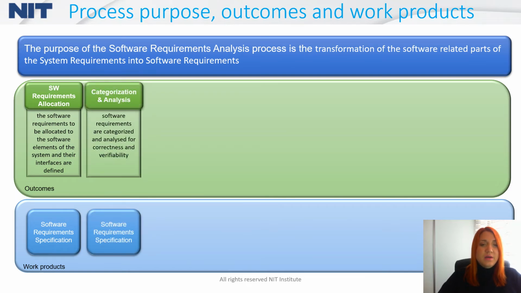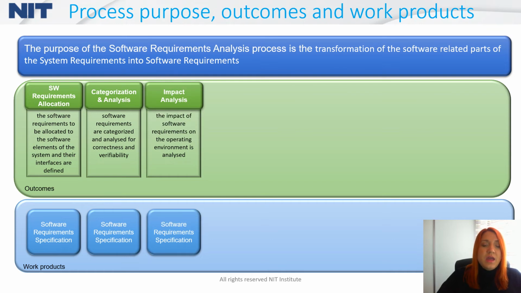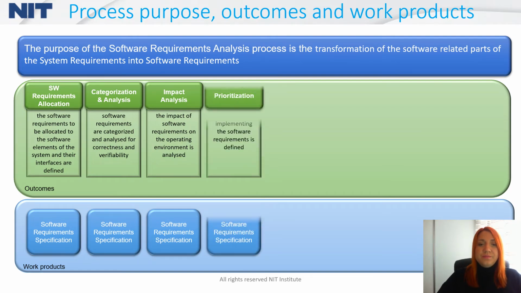In the next outcome, we need to categorize and analyze software requirements. It means that you need to have in the software requirement specification some specific part where you talk about how you are categorizing and analyzing software requirements for correctness and verifiability. In outcome 3, you need to perform impact analysis. The impact analysis of the software requirements on the operating environment needs to be in written form, also in the software requirement specification.